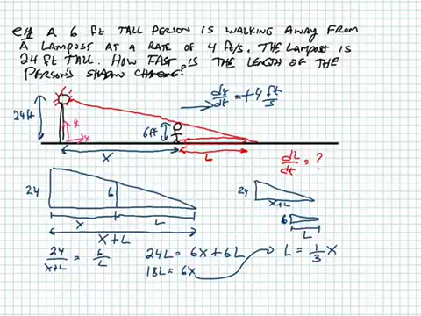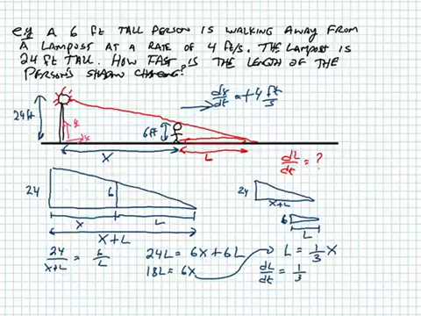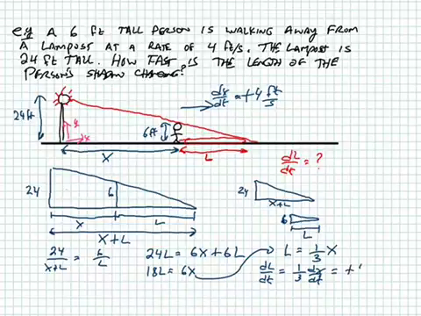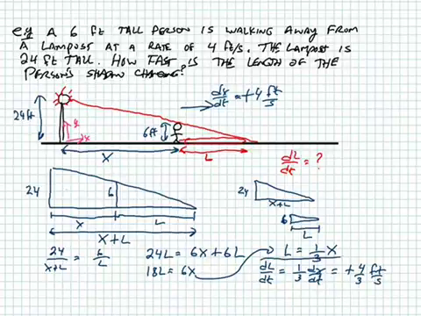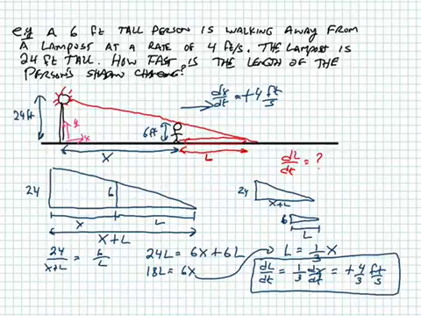And then the last thing I need to do here is just differentiate with respect to time. So dL/dt, the rate of change of the length of the shadow, is equal to 1/3 dx/dt. And if I put in dx/dt is plus 4, this is going to be plus 4/3 feet per second. And that's how fast the length of the shadow is changing. And that's how you do the shadow problems.